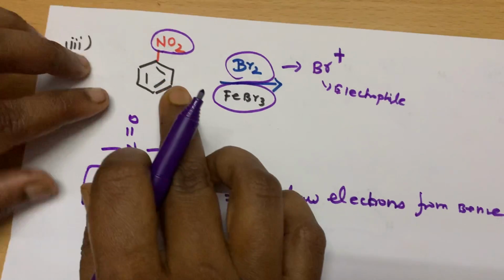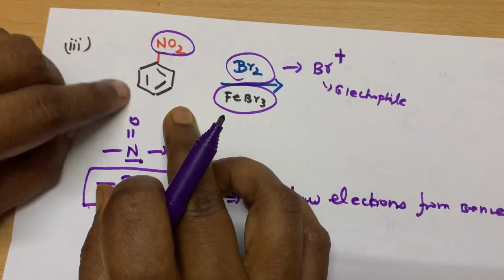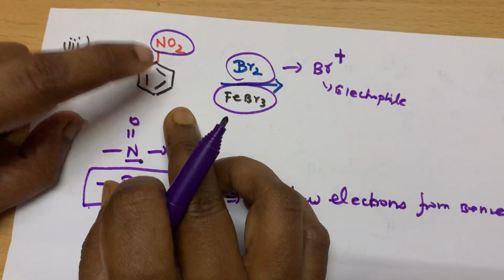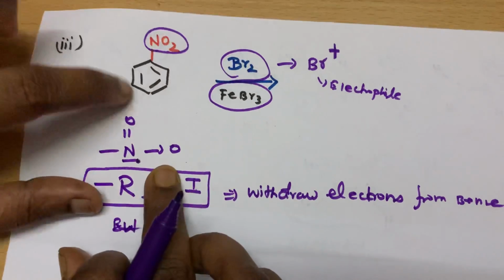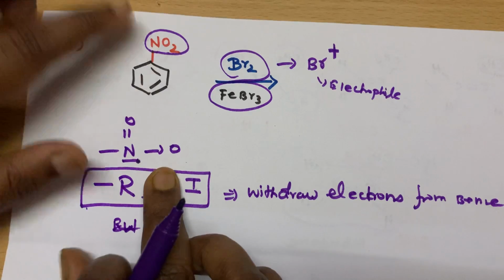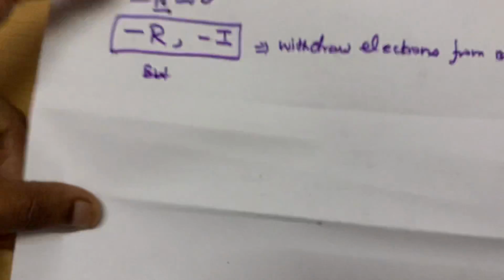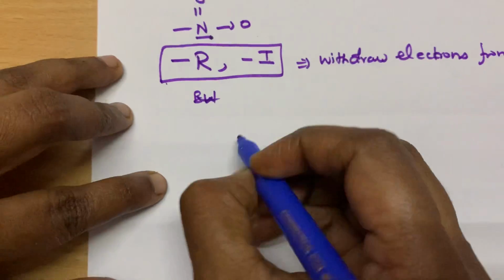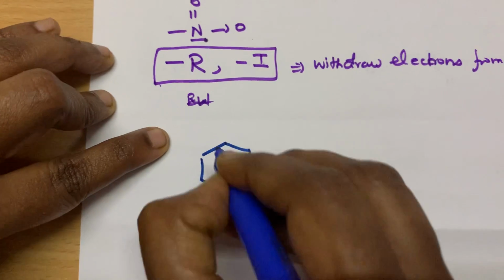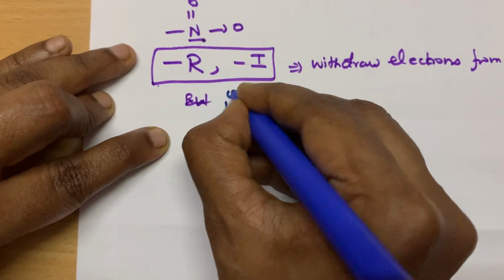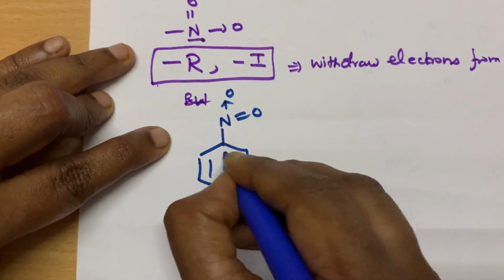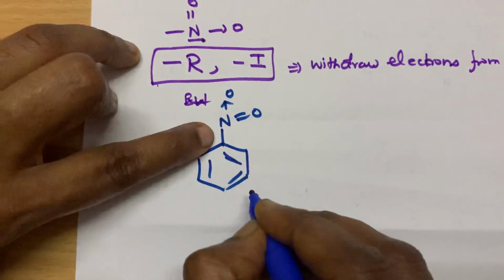So due to this, it will pull all the electrons, so it will make the benzene highly electron deficient. So if we write the resonance structure, I will tell you how we will write it. One important point is there, that's why I am going to show this one. See, it will pull electrons.